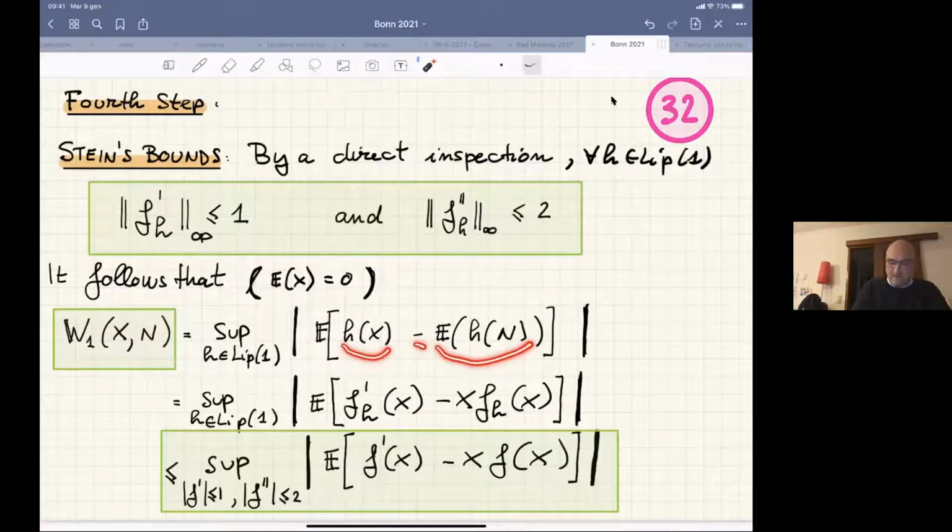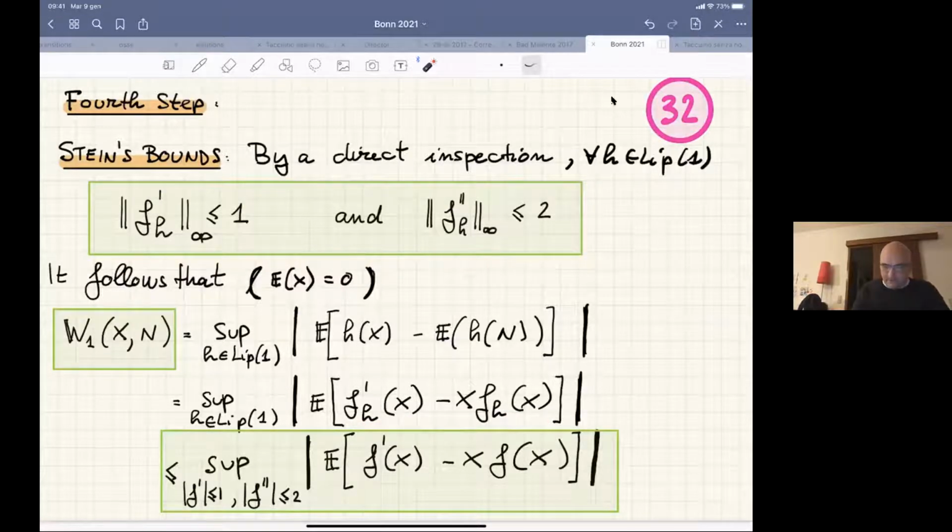Right. Now the guy here is exactly the right-hand side of Stein's equation. Since I solved Stein's equation associated with h for every x, I can replace the right-hand side of the equation with the left-hand side, right? So inside the expectation, instead of h of x minus the expectation of h of N, I can put f prime h of x minus x f h of x. I simply swapped the right-hand side with the left-hand side of the Stein equation.